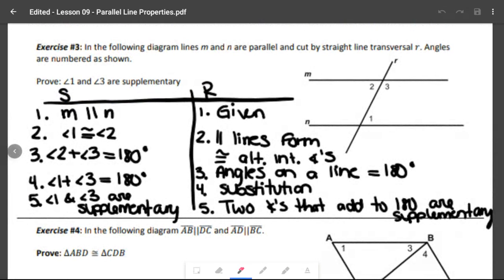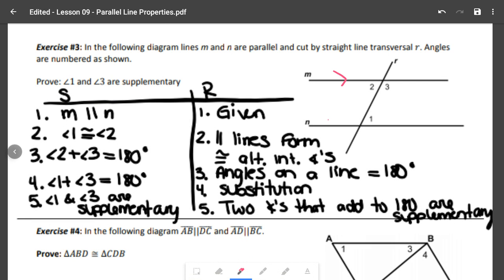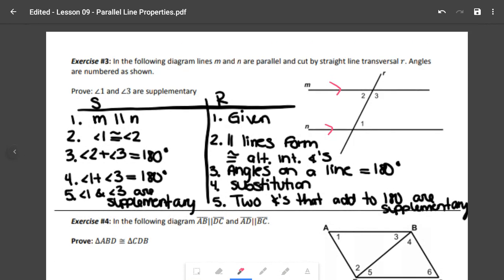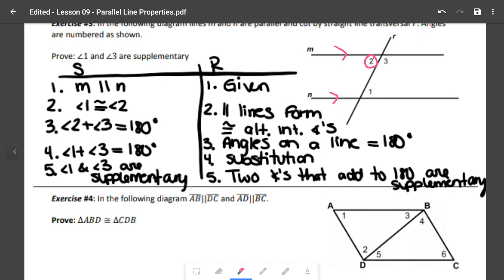So in the following diagram, M and N are parallel and cut by a straight line transversal. Angles are shown and numbered below. So we want to show that angle 1 and angle 3 are supplementary. So let's start with what we first knew. We knew that M and N are parallel. They are indicated by an arrow. So anytime you have that arrow, it shows that they're parallel. That was our given, which means we could say that 1 and 2 were alternate interior angles. They're congruent. Notice they're along that Z pattern.